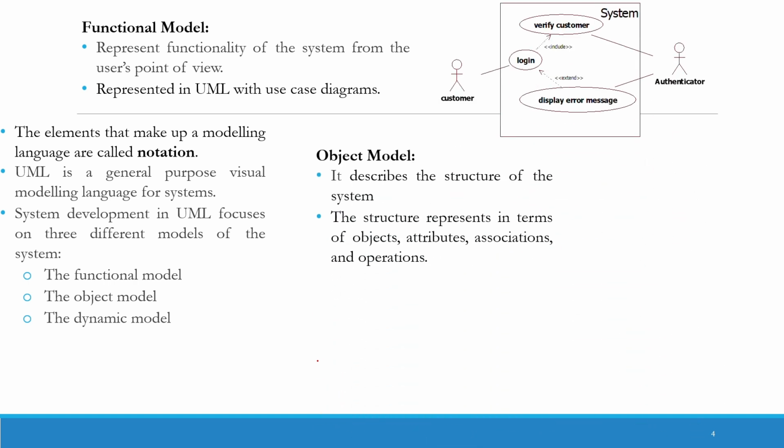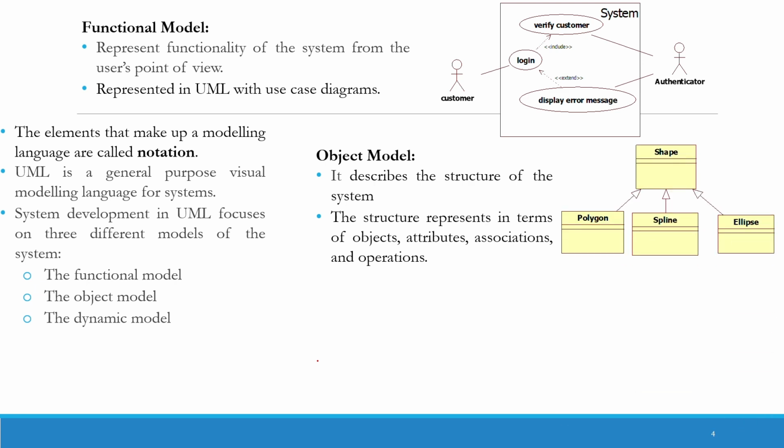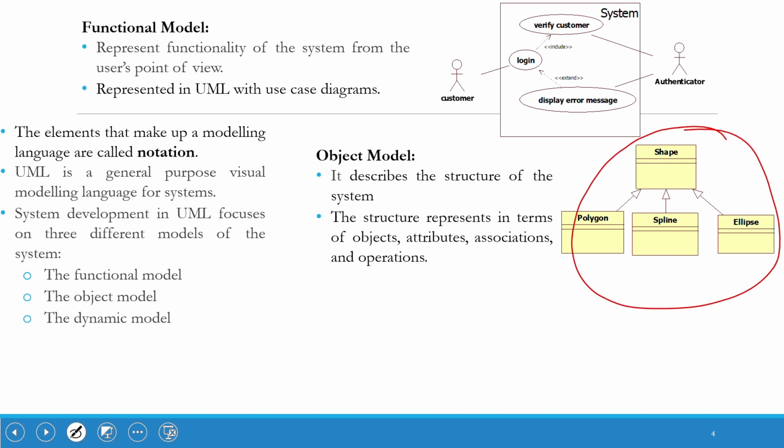The functional model is represented by the use case model. The functional model is also called use case modeling. The other one, the object model, is also known as structural modeling, and it describes the structures of the system. In structural modeling, the structure of the system is designed. The structures are the parts of the system, that is, a class or an object. The structure is represented in terms of objects, attributes, associations, and operations.